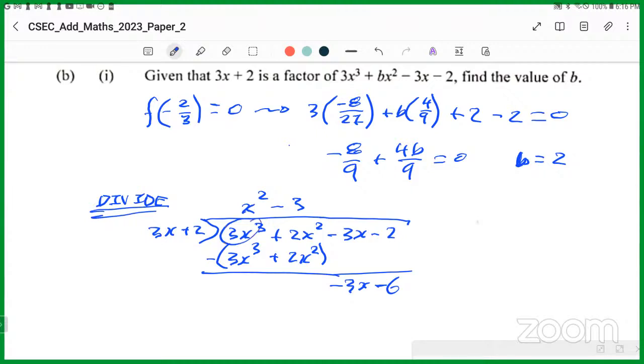This first term divided by that, the x's cancel, I get x squared. x squared times 3x cubed. x squared times that with 2x squared. But b was 2. And the b is a positive 2. The b is a positive 2, right? Minus 1? Where?